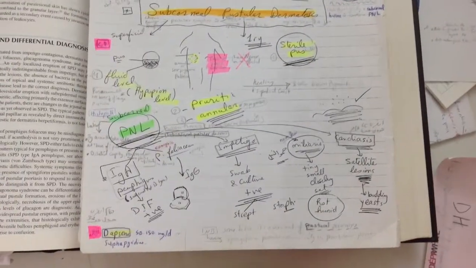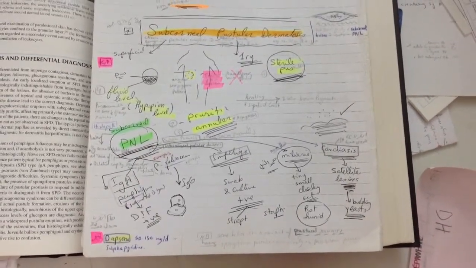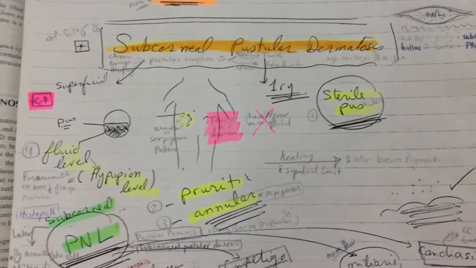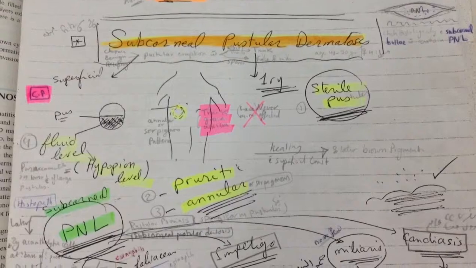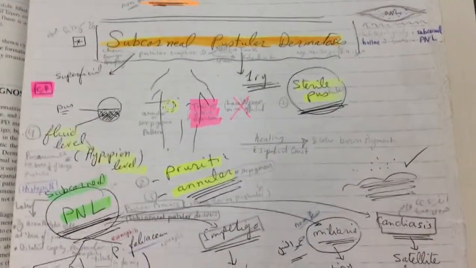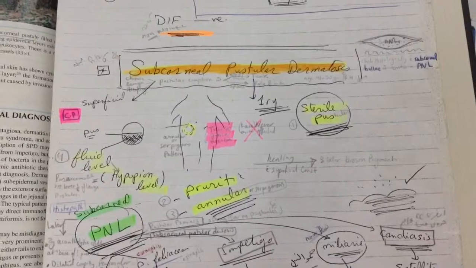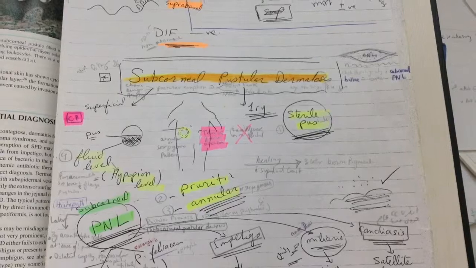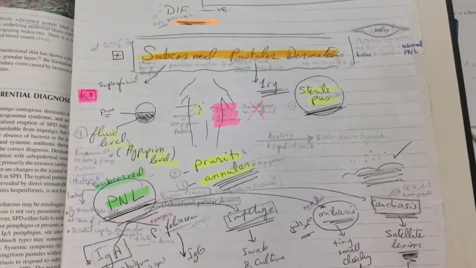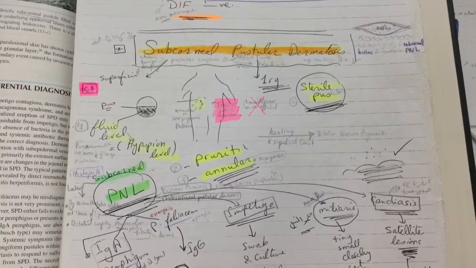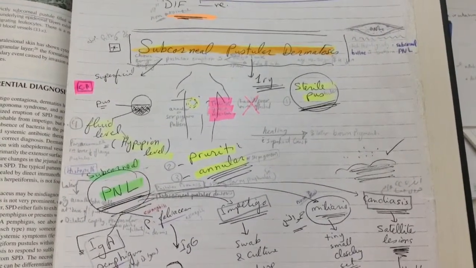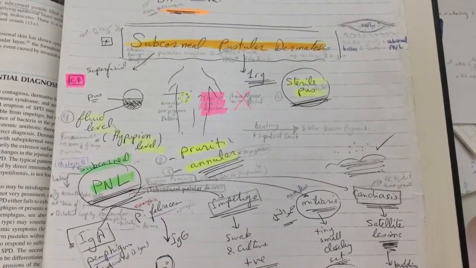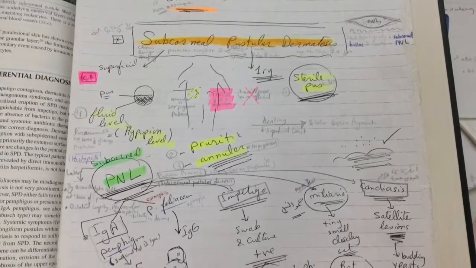The third disease is subcorneal pustular dermatosis. It is a chronic, benign, relapsing pustular eruption that affects the trunk and spares the face and mucous membrane, with age 40 to 50 years, females to males 4 to 1, and characteristic histologically with subcorneal bullae that contain polymorphonuclear leukocytes. So it is a chronic, benign, relapsing pustular eruption which affects the trunk and spares the face and mucous membrane.